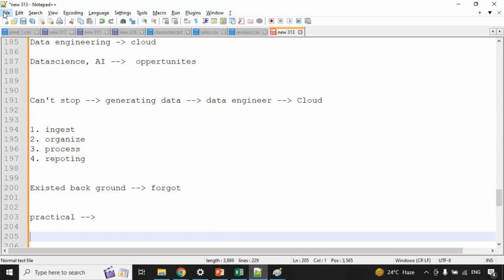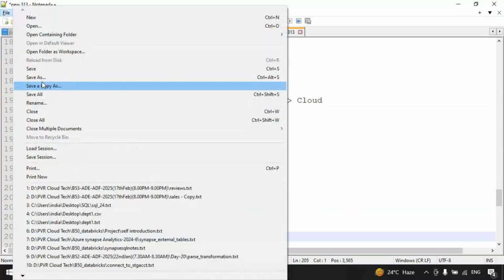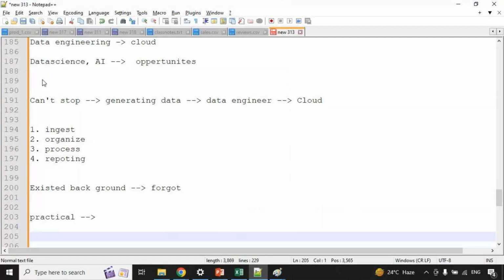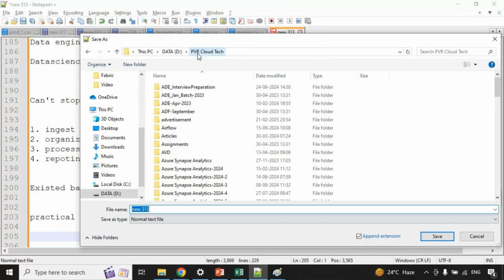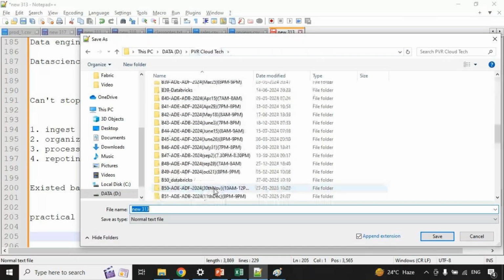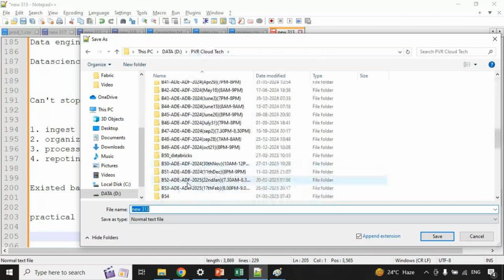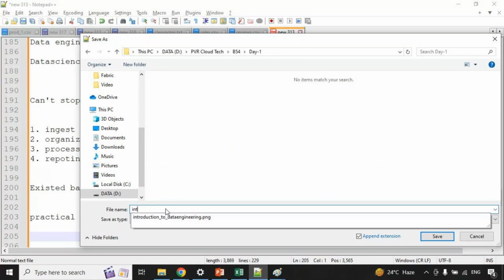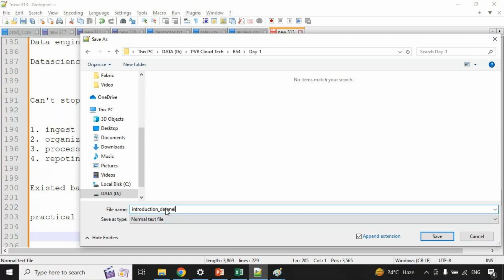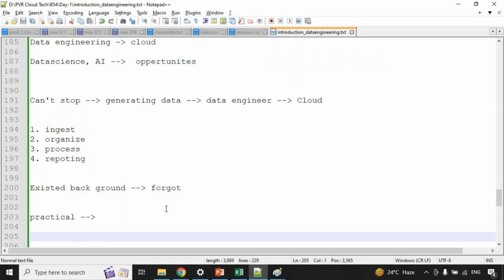See, on premises we are using SSIS. With the same ETL packages, is there an option in ADF to execute them in the cloud? Yes, that I can cover in ADF. Okay, thank you.